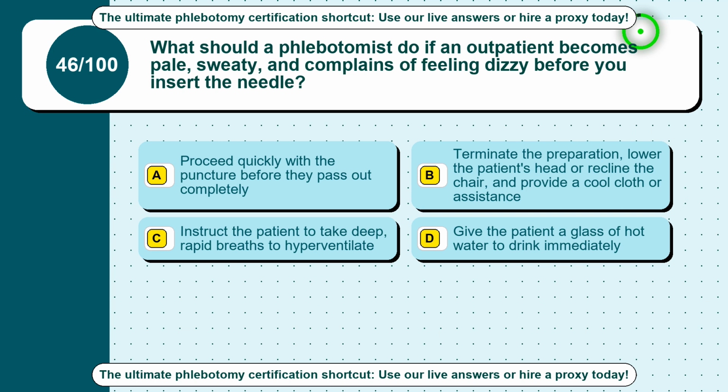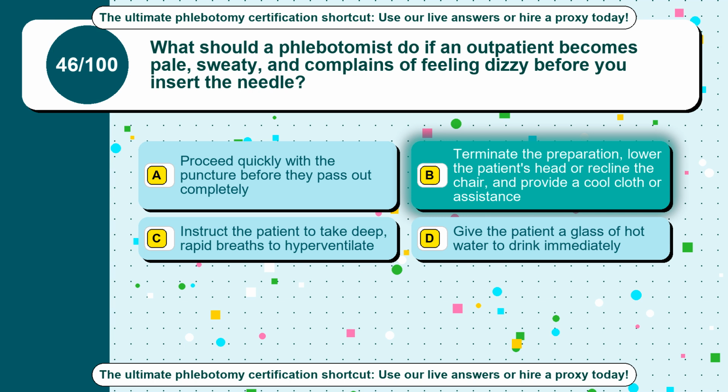Question 46. What should a phlebotomist do if an outpatient becomes pale, sweaty, and complains of feeling dizzy before you insert the needle? Option A. Proceed quickly with the puncture before they pass out completely. Option B. Terminate the preparation, lower the patient's head or recline the chair, and provide a cool cloth or assistance. Option C. Instruct the patient to take deep, rapid breaths to hyperventilate. Option D. Give the patient a glass of hot water to drink immediately. The correct answer is option B.